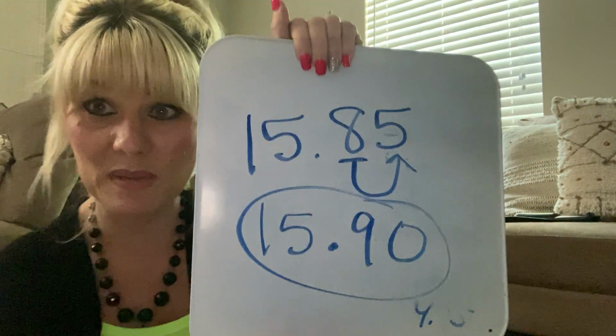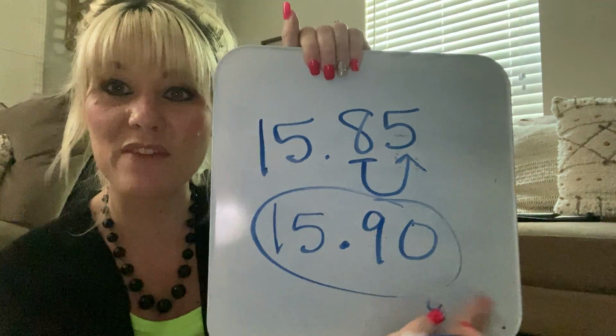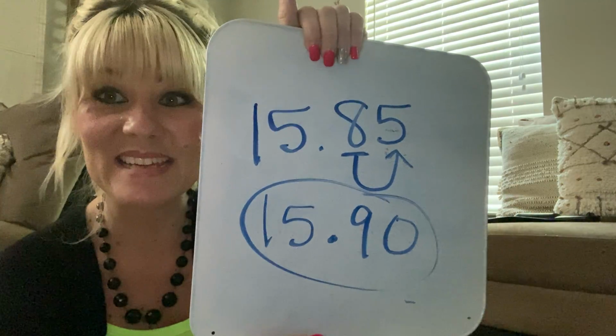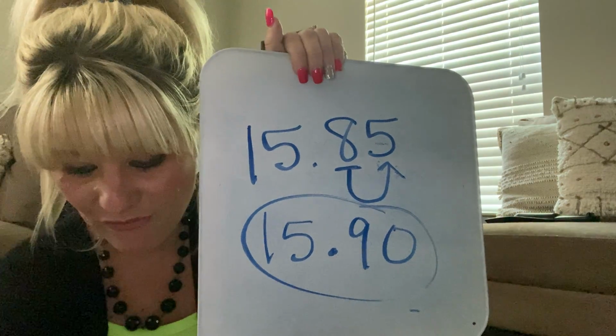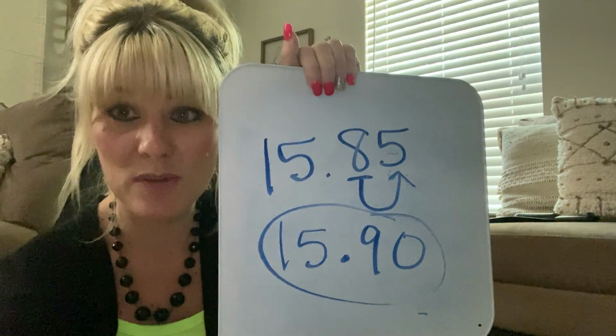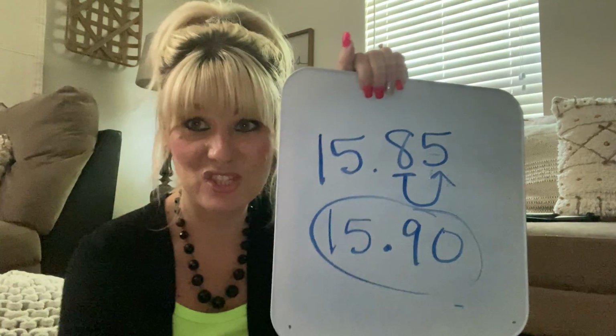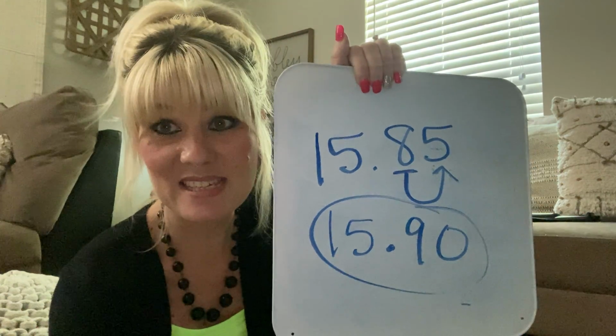So the answer should be 15 and 90 out of 100, which is 90 hundredths, okay? So let's find that. It is C on our paper, number 4. The answer is C. Now your math test is gonna be the exact same thing as the study guide, just the numbers are a little bit different.